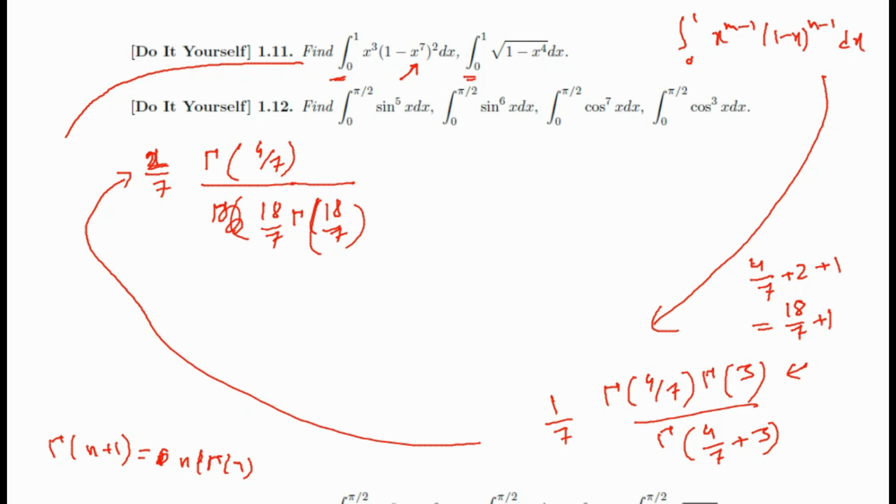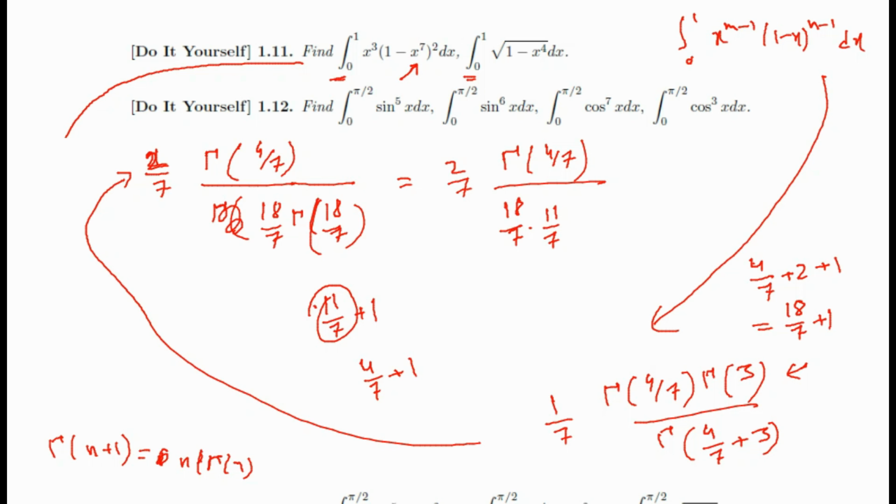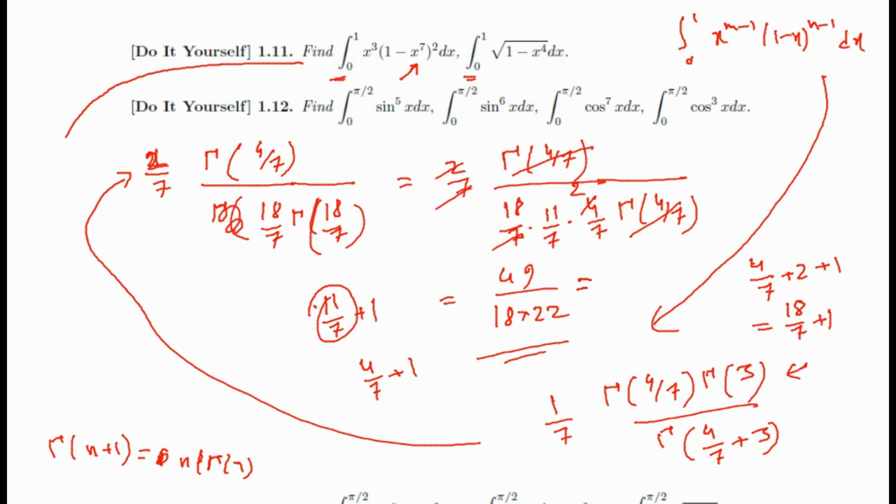I don't know what will happen. So let's see. 18 by 7 you can write 11 by 7 plus 1, and that means instead of 18 by 7 you can write 2 by 7 comma 4 by 7, 18 by 7, 11 by 7, and again 11 by 7 you can write 4 by 7 plus 1, so 4 by 7 comma 4 by 7, and this part will get cancelled, and 1 by 7 will get cancelled, 2 and 4, so 49 by 18 into 22, and whatever you will get, this will be the result.